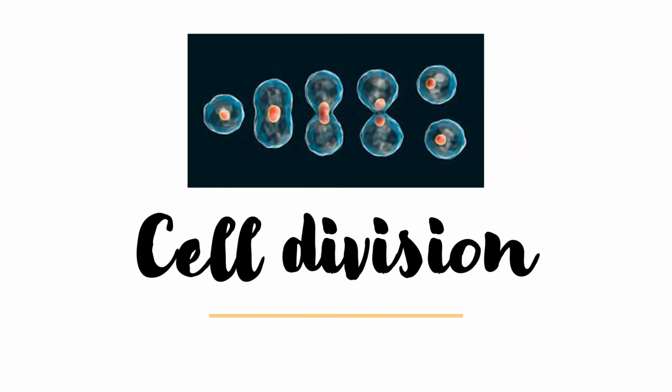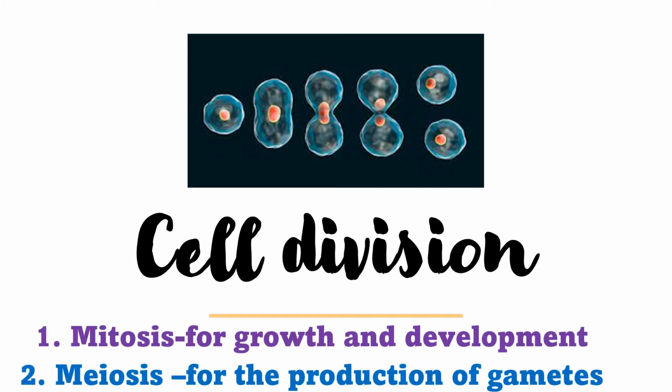Let us learn cell division. There are two kinds of cell division that occur in human beings. First one, mitosis, and second one, meiosis. Mitosis is for growth and development. Meiosis is for the production of gametes, that means production of sex cells, male sex cells and female sex cells.